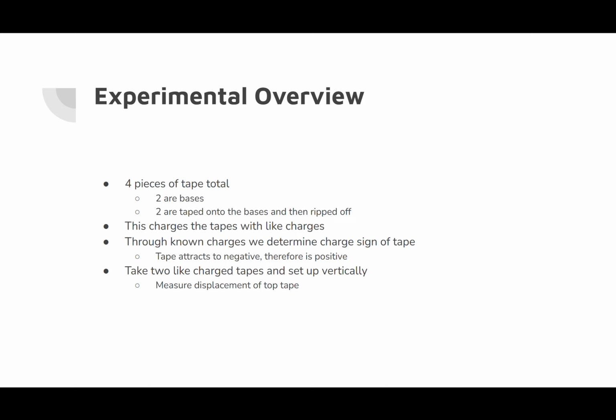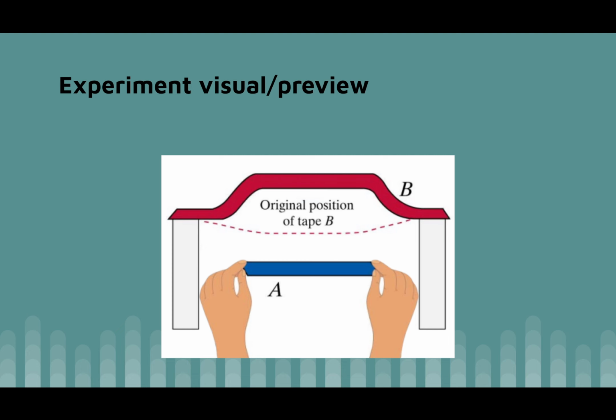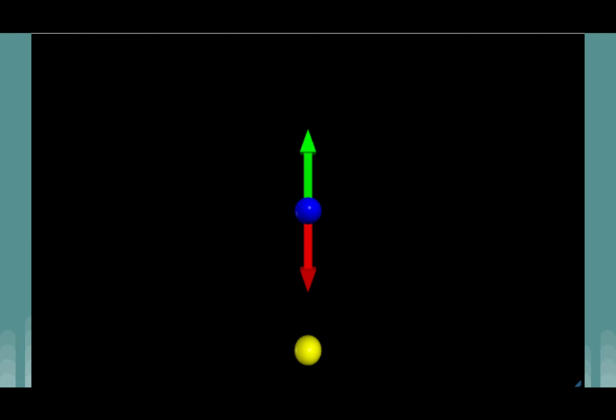We took 2 of the like charged tapes, set them up vertically, and measured the displacement of the top tape. Here's a visual of that. Again, the top tape is tape B, and we used the bottom tape, tape A, to push it upwards against the force of gravity. Here's a model of that, the green arrow representing the force of electricity and the red arrow representing the force of gravity.